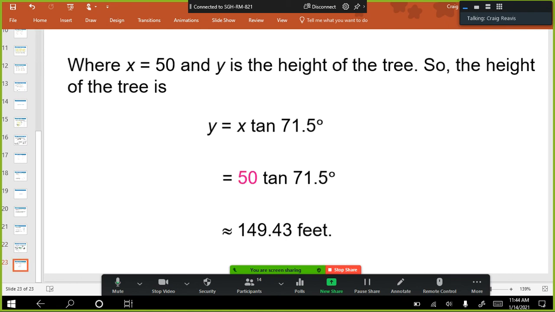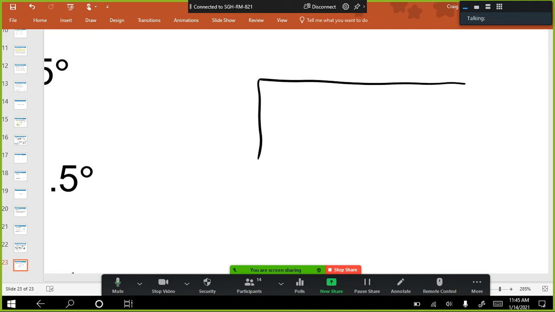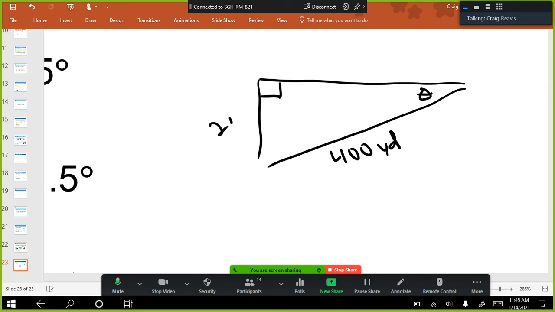All right, let's see if they give us another example, if that's it. I think that's the end of my thing. Let's do one where we're finding the angle. So let's say we've got this triangle here, where here's theta that I'm looking for. This is 400 yards. Here's my right angle. This is 200 yards.